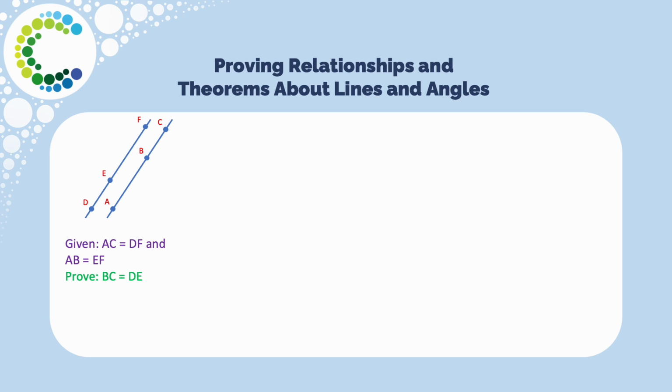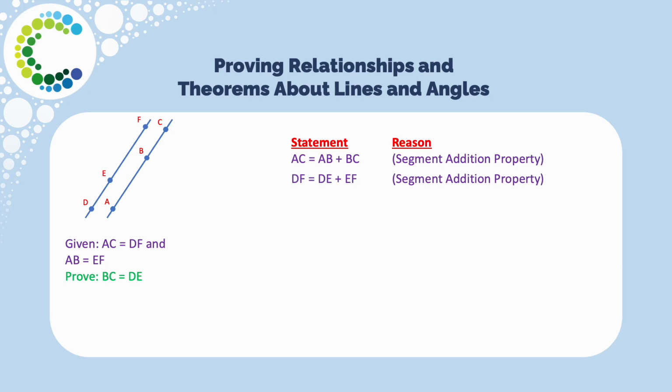This statement is telling us that if you have 3 points on a line, like A, B, and C, the entire length of the segment from A to C can be found by adding the length of segment AB to the length of segment BC. Similarly, for points D, E, and F on a line, the whole length of segment DF is the sum of the lengths of segments DE and EF. Here, this is something we accept without proof. It's given information that will be used to build our argument.